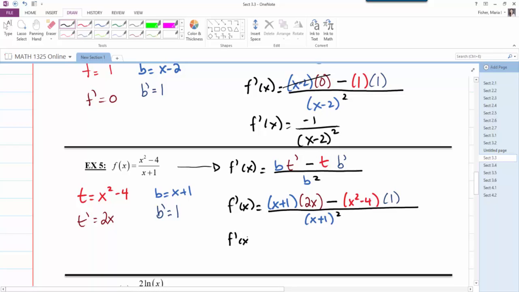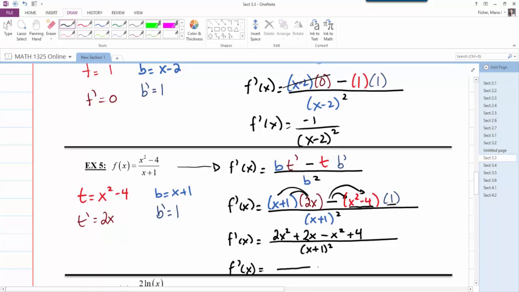F prime of x is going to equal, if we distribute, 2x times x is 2x squared, 2x times 1 is plus 2x, and then 1 times this is going to be just x squared minus 4, but make sure you distribute your negative. So we have negative x squared plus 4, and it's still all over x plus 1 squared. Last and final step is just to combine like terms. So 2x squared minus x squared is just going to be x squared plus 2x plus 4.